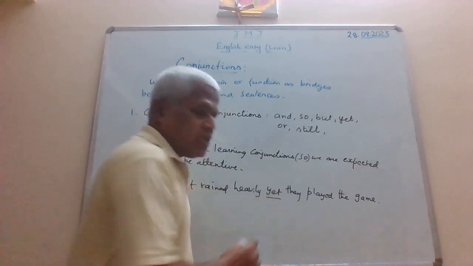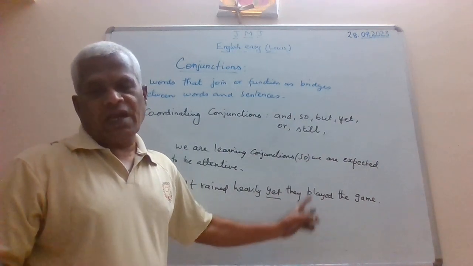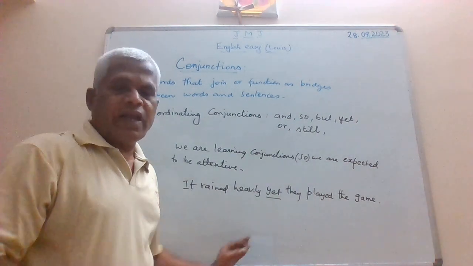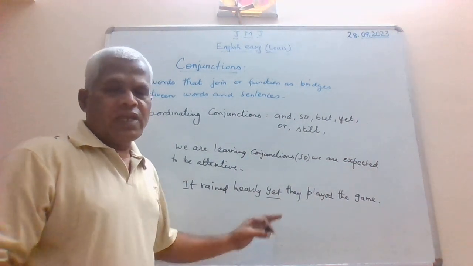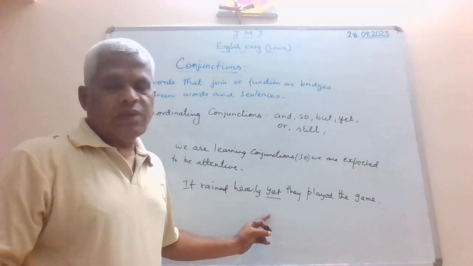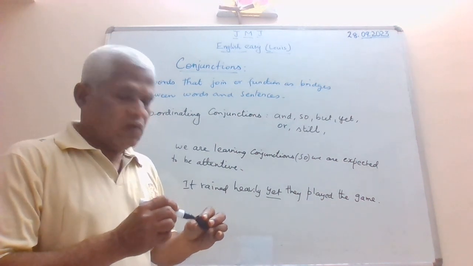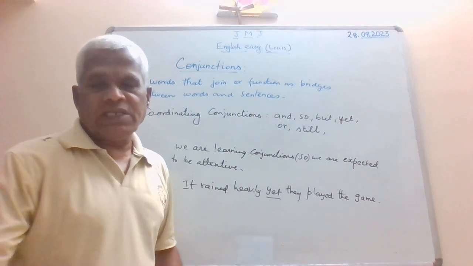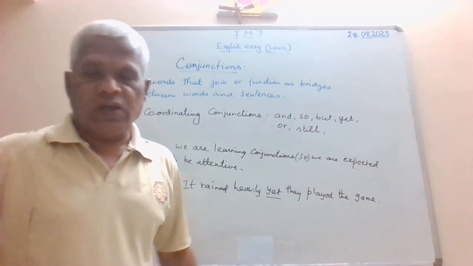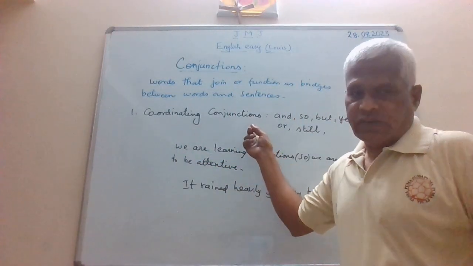And yet is your conjunction here. It was raining, but they didn't stop playing. They started playing. So therefore, to understand contradictory ideas, one to the other, we use yet, but, and sometimes or also. So these are the examples that we can give. We can go on giving so many examples, but this is just for us to understand what coordinating conjunctions are. Clear? Very clear.